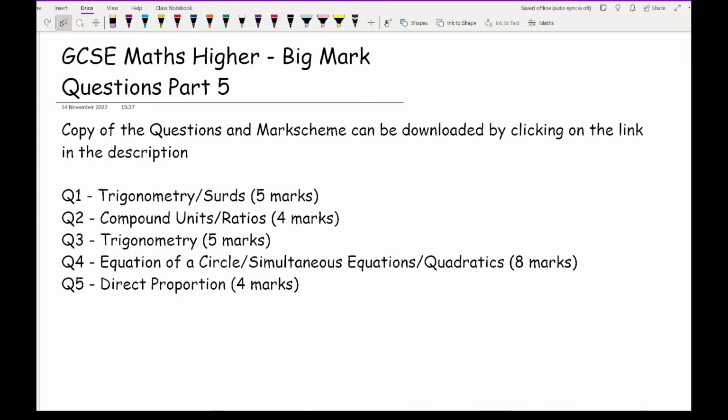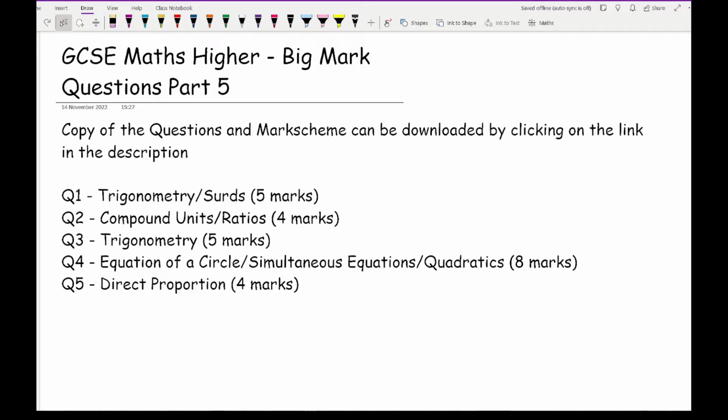Now there's no indication about which questions are going to be non-calculated, but I would say it'd be fair to assume that question 1 and maybe question 4 and 5 are going to be non-calculated, question 2 and 3 most likely are going to be calculated questions.